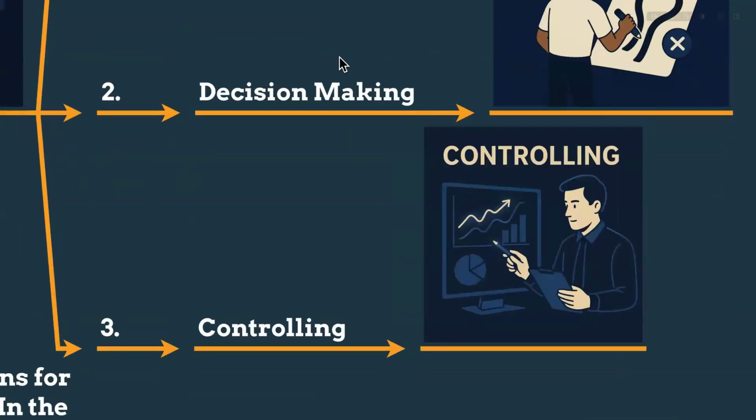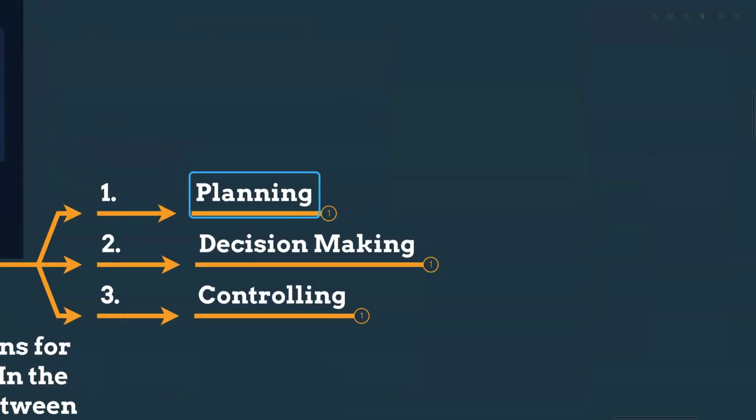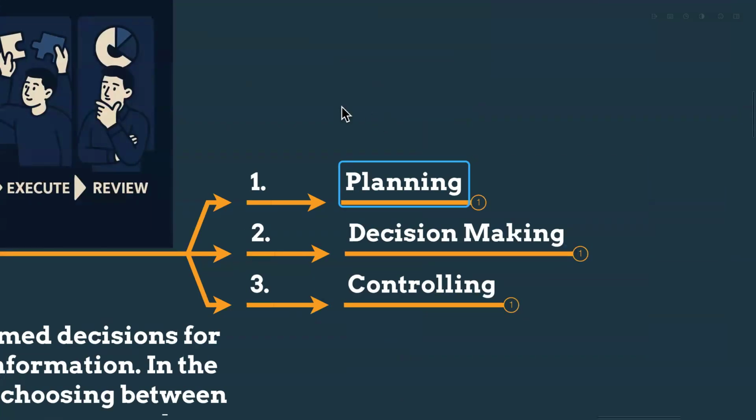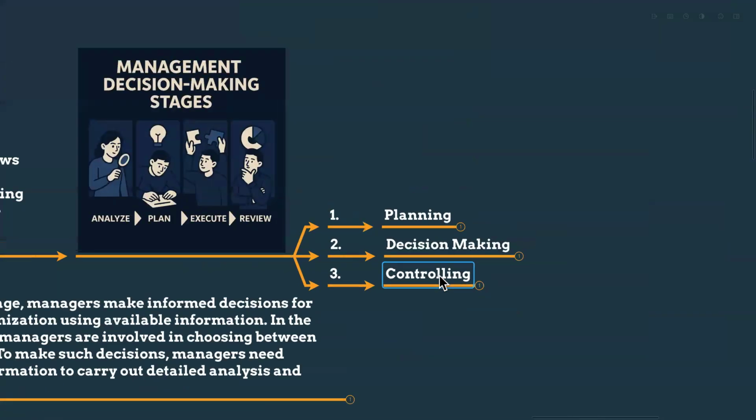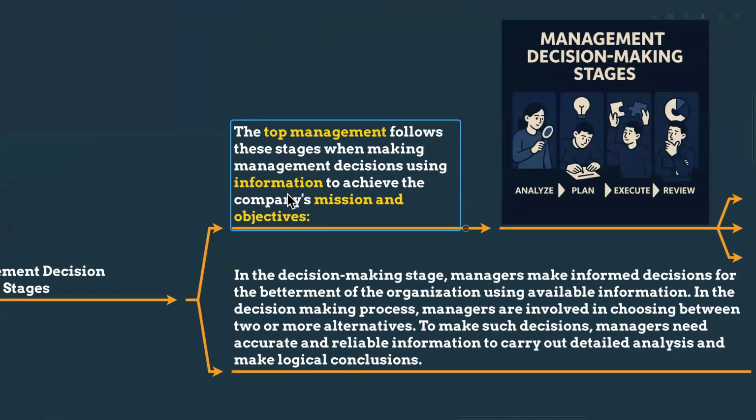Controlling in the sense, at night, you can review. Okay, did we serve everyone well? Did we make profit? What should we charge? Okay, it's enough for us, and what should be the change for tomorrow? So that's the controlling. So usually the top management people think like this. So planning, decision making and controlling. This is simply the management decision making stages.